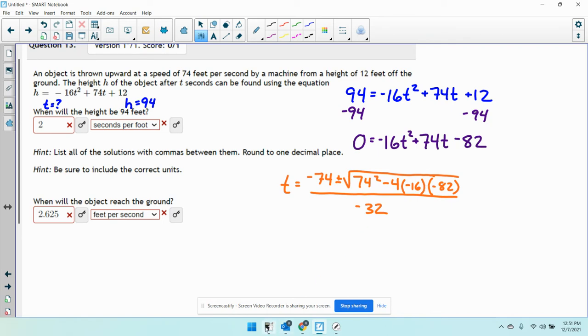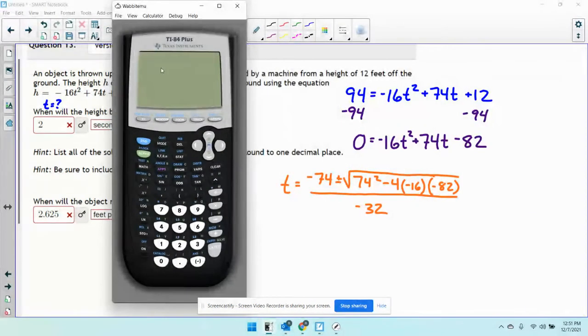Well, I could put the whole thing in the calculator in one step. Let's do that. That's actually pretty easy. I'll turn my calculator on. I'm going to start by creating this fraction bar. I'm going to hit alpha, y equals, enter. So I have this fraction bar here. Negative 74, whoops, didn't mean to hit enter. Let's grab that again. Negative 74 plus the square root of 74 squared minus 4 times negative 16 times negative 82, over negative 32.